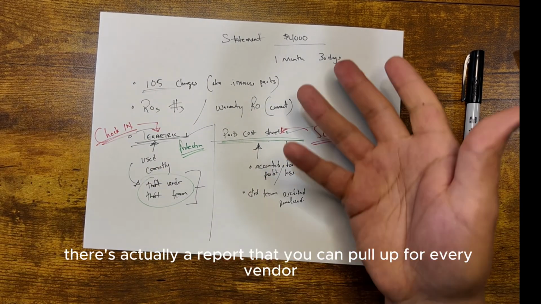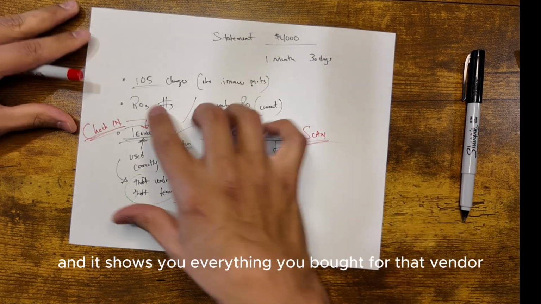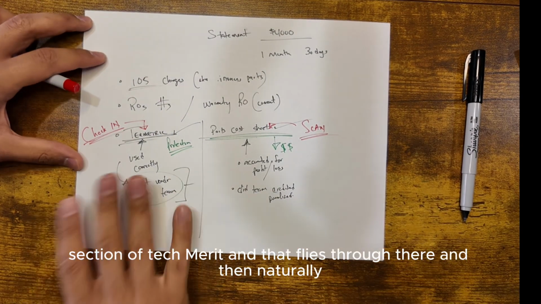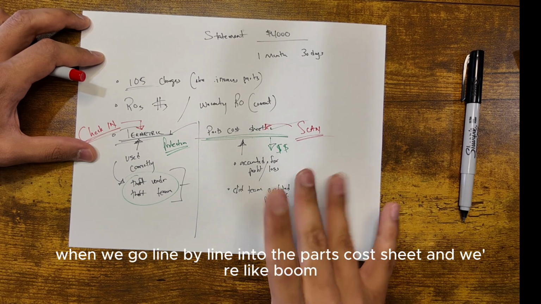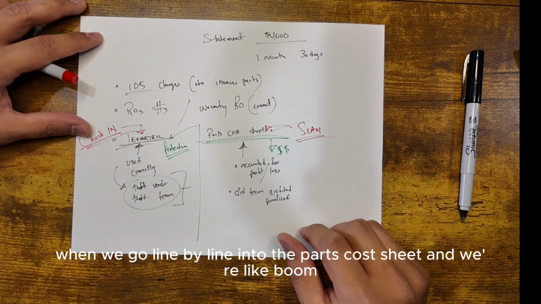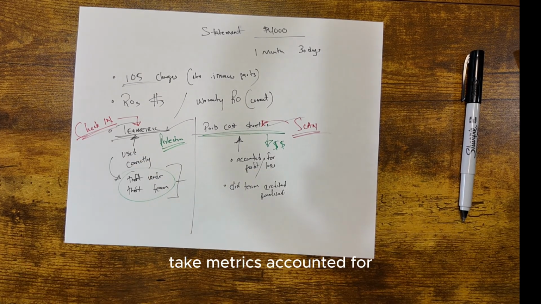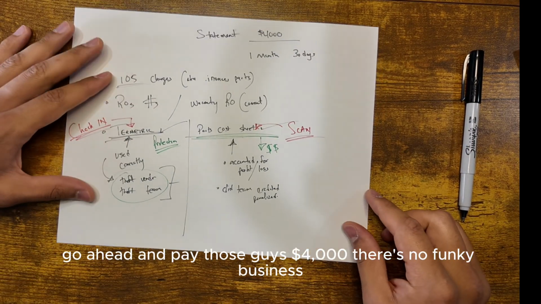Actually, the cool thing is there's actually a report that you can pull up for every vendor, and it shows you everything you bought for that vendor. It's literally under the parts section of Techmetric. And that flies through there. And then naturally, when we go line by line into the parts cost sheet, and we're like, boom, everything is in there, we're good to go. The team is accounted for, Techmetric's accounted for, we're good to go. Go ahead and pay those guys $4,000.